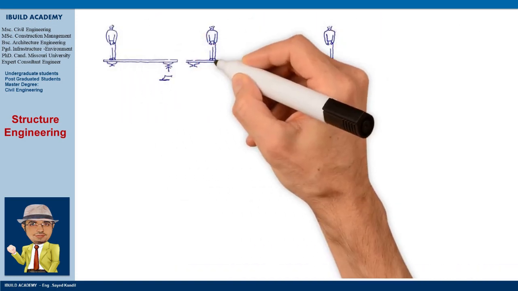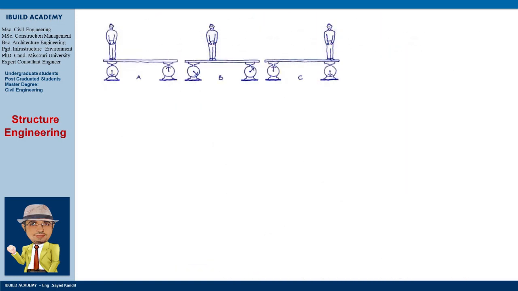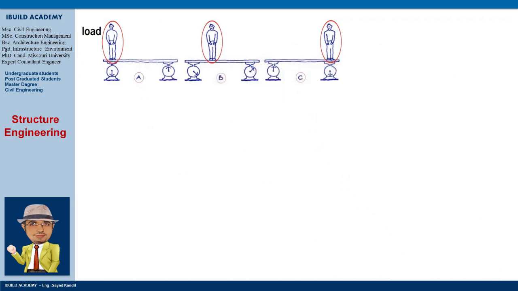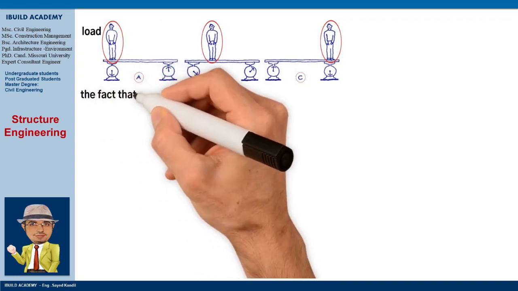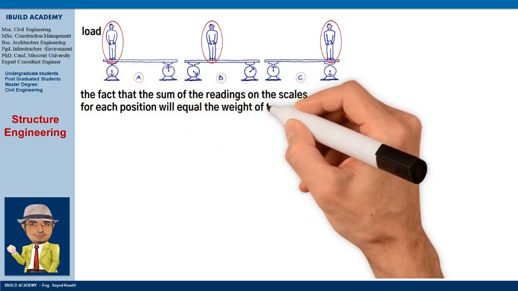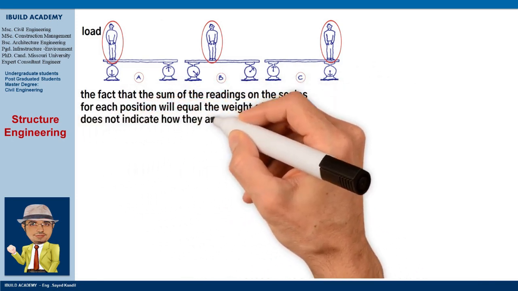Suppose a weightless plank spans between two weighing scales and a person stands at different points along the plank. The person is the load and the reaction forces occur at the supports on the weighing scales. As the person moves from position A to B and then to C, the readings on the scales will vary, giving the values of the reactions for each position. But the fact that the sum of the readings on the scales for each position will equal the weight of the person does not indicate how they are shared.